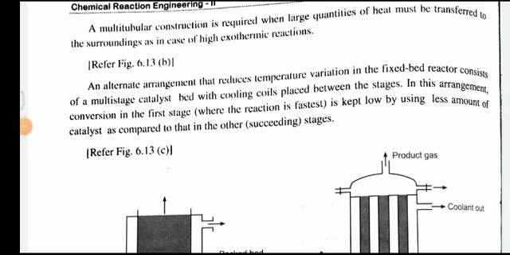An alternate arrangement, let's do the alternate arrangement that reduces temperature variation in the fixed bed reactor. It consists of multiple catalyst beds with a cooling coil placed between the stages. Okay, so in this arrangement, the conversion in the first stage, where the reaction is fast, is kept low by using less amount of catalyst.